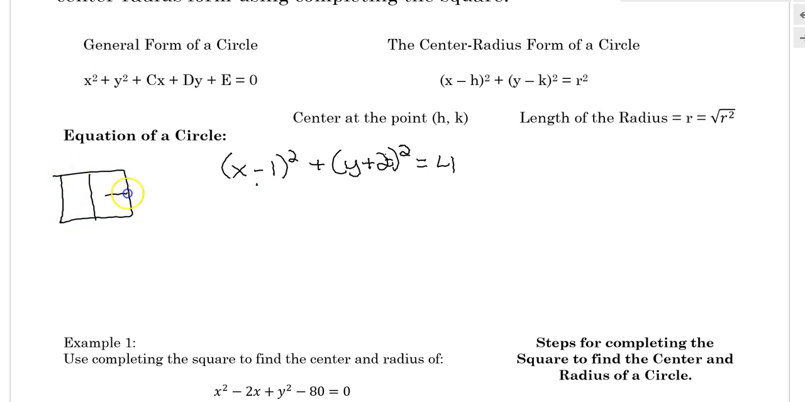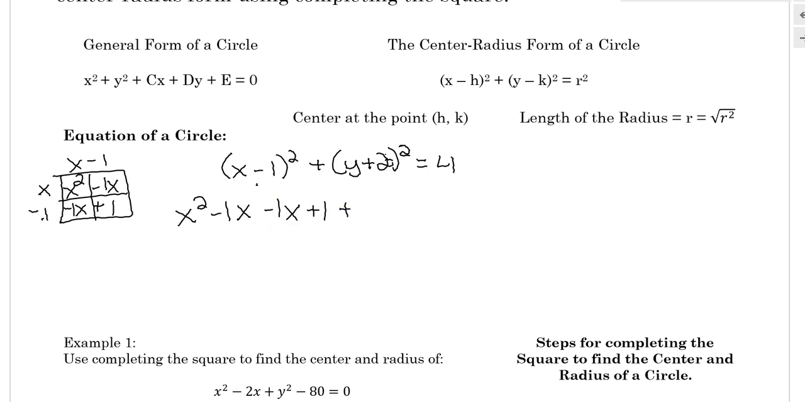So remember when we were multiplying, I had x minus 1 times x minus 1. X times x is x squared, minus 1x, minus 1x. Negative 1 times negative 1 is positive 1. So I have x squared minus 1x minus 1x plus 1.